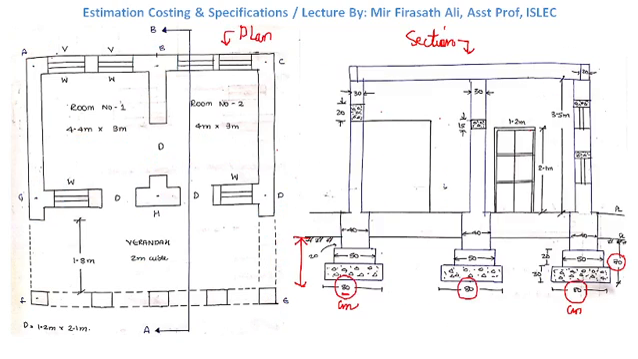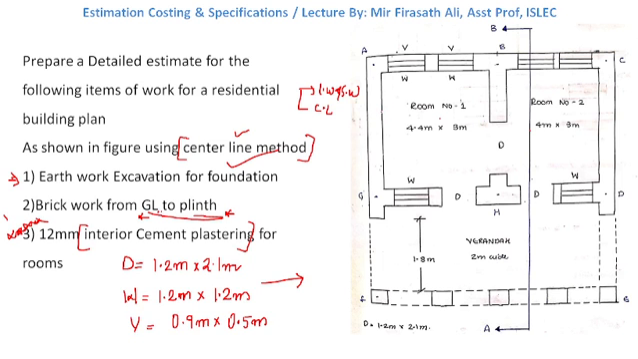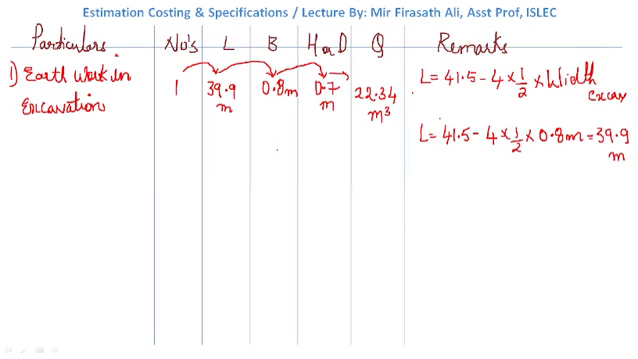This is the first one. What was our next step? Our second step is to find out the brickwork from ground level to plinth. So, write down over here our second particular: brickwork from ground level to plinth.